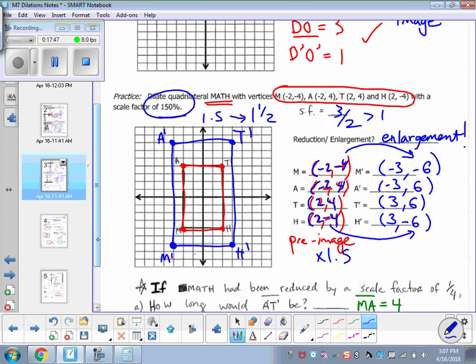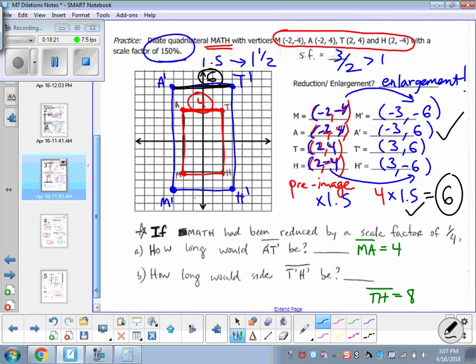All right. So to check, let's take the pre-image right here. You guys see how that is currently 4 across? Well, what is 4 times our scale factor of 1.5? Well, that equals 6. So now let's check to see if up top here, this is 6 units long. And what do you know? It is. So we know these are all the right coordinates for this scale factor to be 1.5 times bigger.